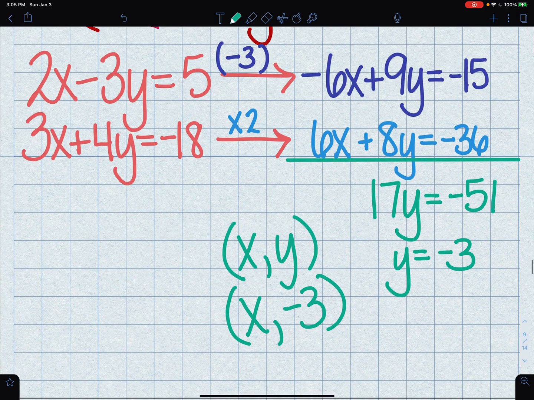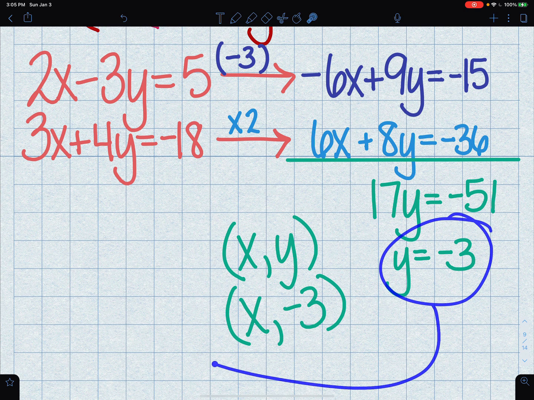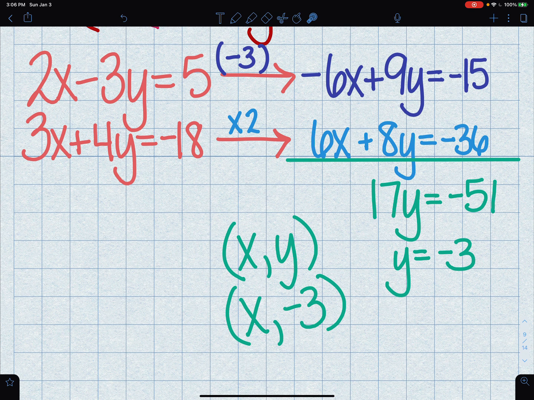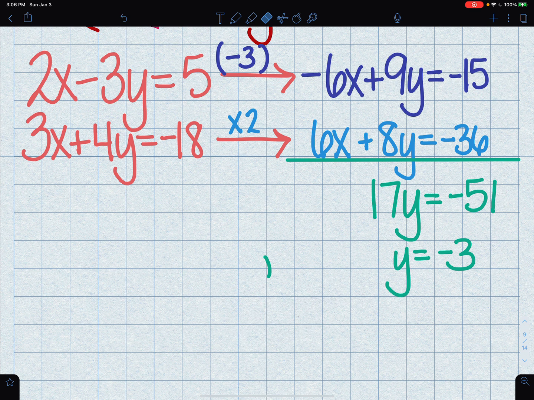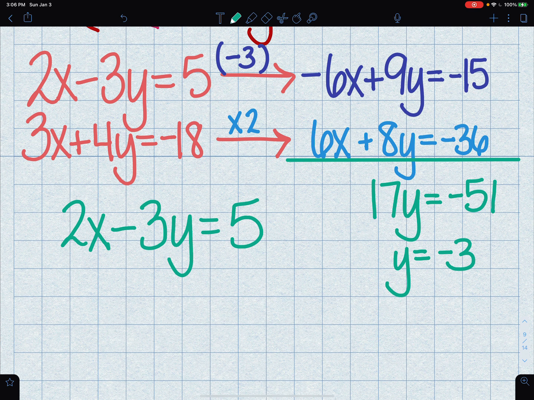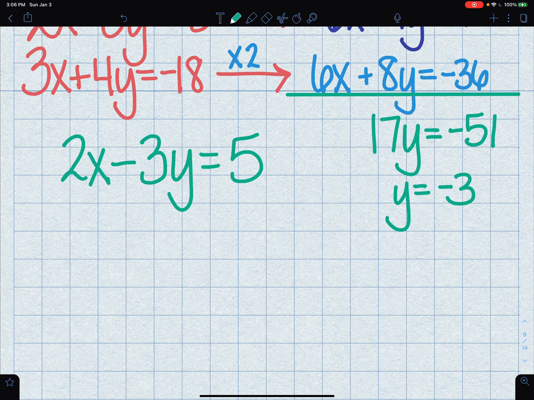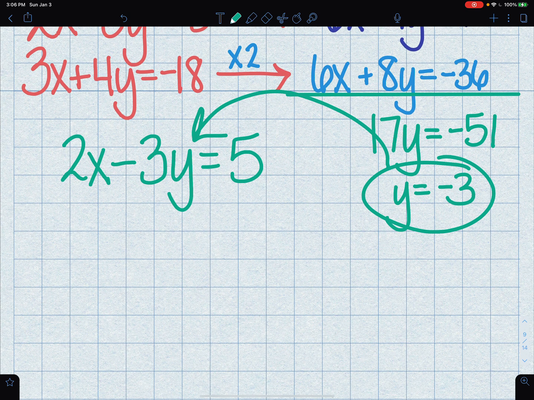Once you've got one of them, then it's easy, because all you do is you take this -3 and you plug it into any one of those, right? Any one of those. So let's plug in -3 for y in the original equation A. I'm going to get rid of this so I have room. I'm going to write that equation A again. That's before the multiplication, which I think is smart to do because it's just easier. Now I'm going to plug this in for here.